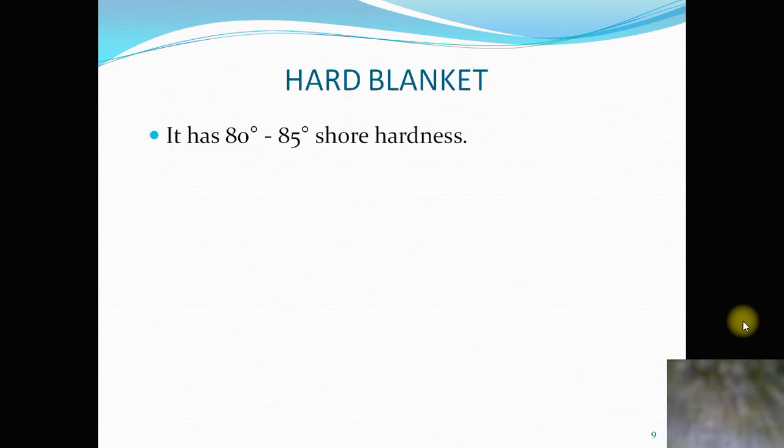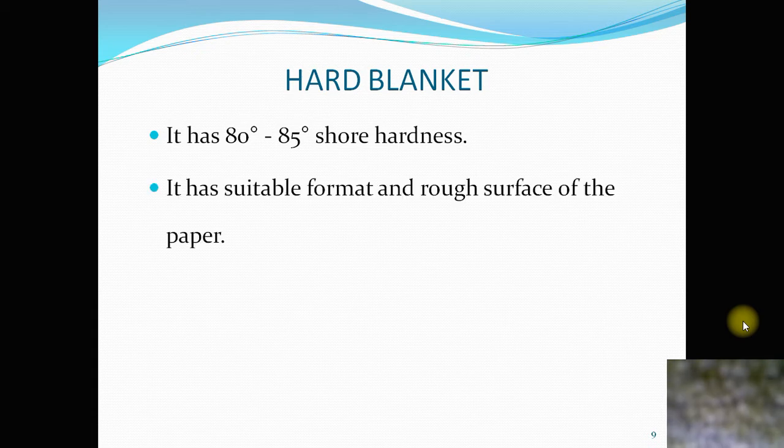The hard blanket has 80 to 85 degree shore hardness. Shore hardness is the measure which we use to calculate the hardness of the blanket. Here this has 80 to 85 degrees shore hardness. This is the highest shore hardness blanket which we have in these five different types of blankets.